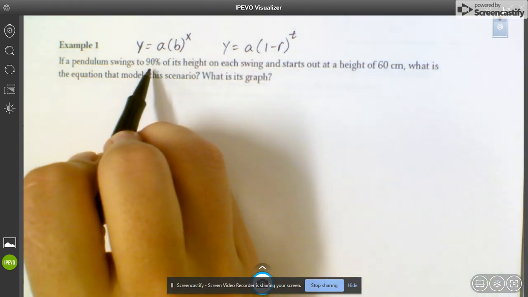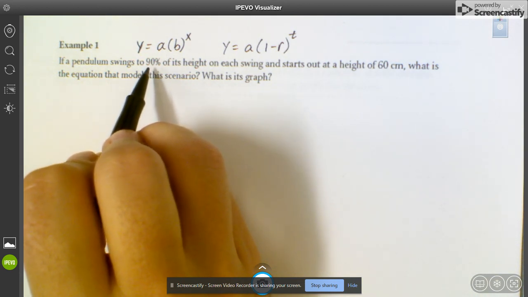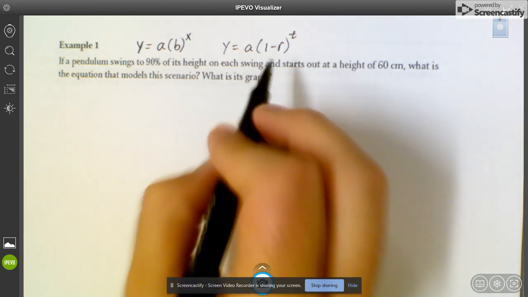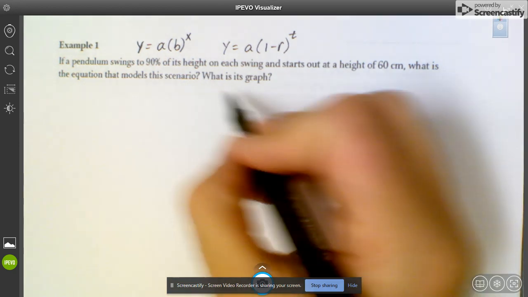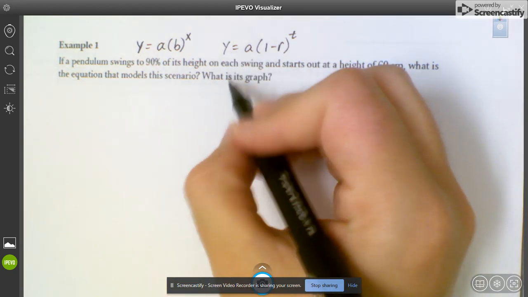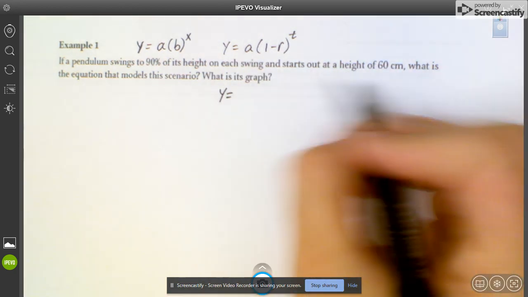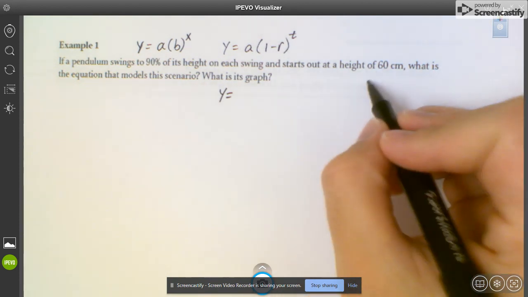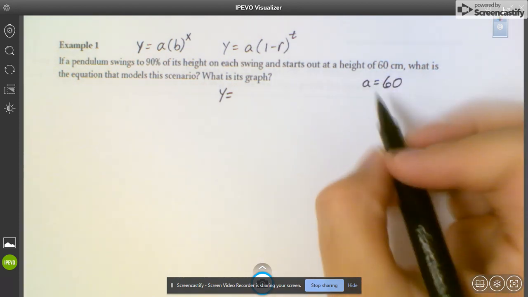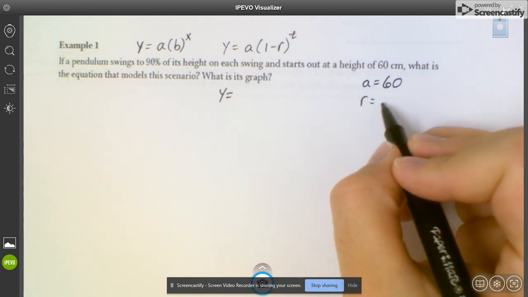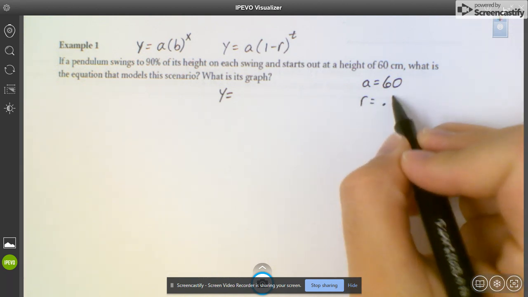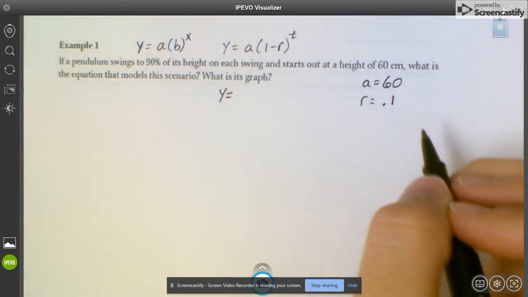Now, here's where these two things are different and how we can still use them. We actually know the percent that it's going to be each time. But now think about what that means it's losing. If a swing is at 90% of the height of its previous swing, that means that it lost 10%. So we're going to write this one of two ways. I'm going to start with this one. If we're losing 10%, then you would set this up as the initial amount, which is A. So A is 60. Your r is 0.1, 10% changed to a decimal.